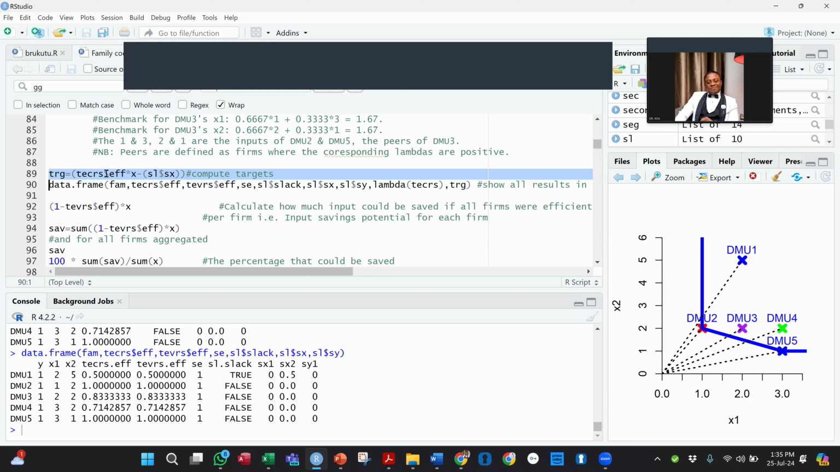Now, we are going to calculate the target. How do you do that? Watch this. What I want you to note is to know the formula for the target calculation. So please write it down in the R. When you go home, you run that. TRG is just to refer to the target. That is equal to bracket. And inside the bracket, you're going to have the following. You have TECRS$EFF.